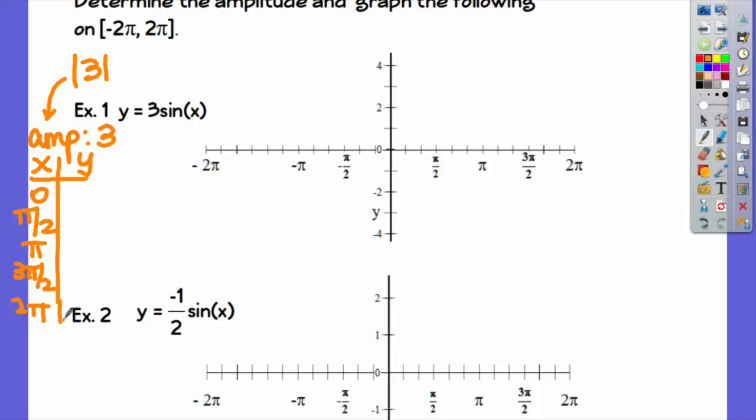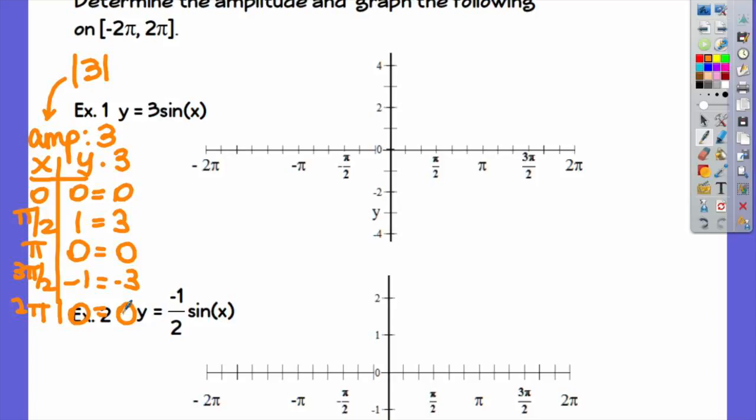Real quick, we're going to start out with the basics. What's the sine of 0? Sine of pi over 2. Sine of pi. What's the next one? And the next one. So all of these y's are getting multiplied by 3. 0 times 3? 1 times 3? 0 times 3? Yeah, you're one ahead of me. The next one is? So those are the points that I'm plotting.